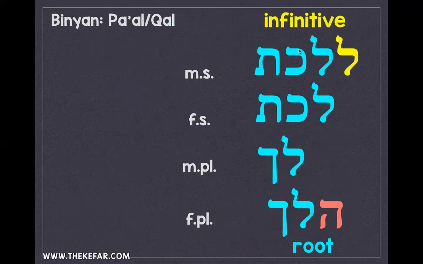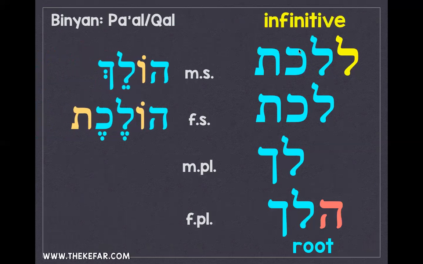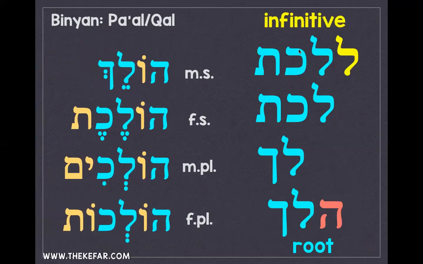Masculine sound pattern is oe, so that's holech. He goes or he is going. Holechet for feminine, she goes or she is going, or also walking. He goes, he walks, he is walking. Holech. She walks or she is walking. Hu holech, hi holechet. Okay, masculine plural, holchim. Hem holchim, they are going or they are walking. And holchot. Okay, feminine plural, they feminine are going or they are walking.